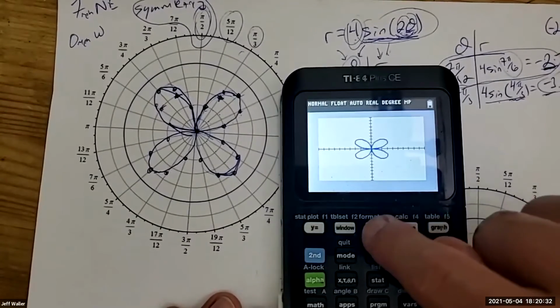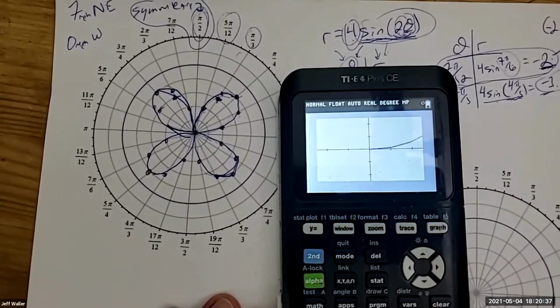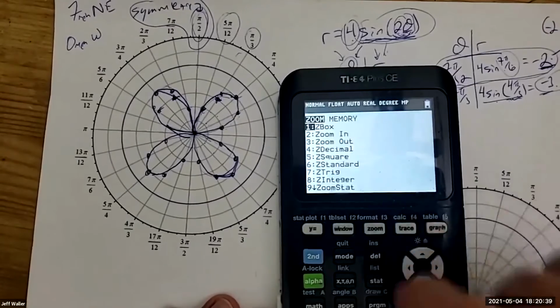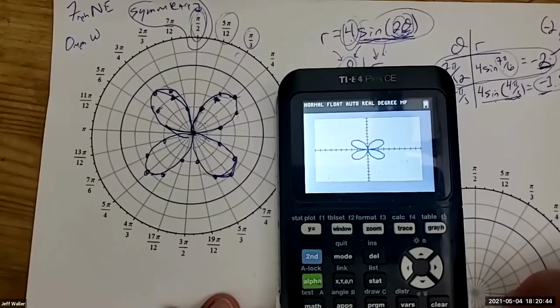Let me zoom in. Let me see if it zooms in too much. Yeah, it did. You stupid thing. Zoom 6. All right. Anyway, so that pretty much establishes we got the right answer.